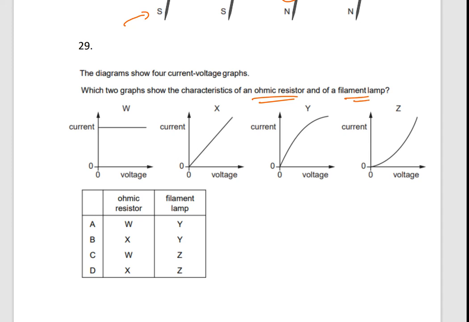Whereas in a filament lamp, you would see initially, as the voltage increases, the current would also increase. But after the filament gets heated up, the current flowing would gradually start to decrease. So X is definitely an ohmic resistor, so you have two options. And the one that is a filament lamp would be Y.